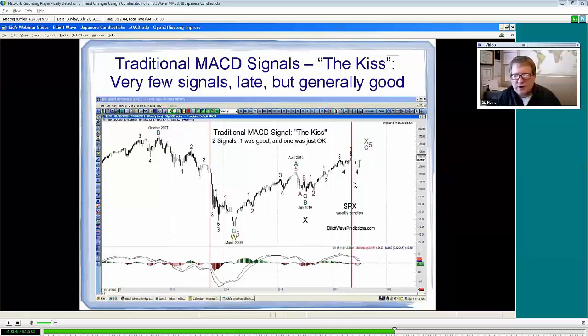Which brings up a good point. When I'm figuring whether these signals are good or bad, I assume that if you get nicely into profit, you're smart enough to move your stop to at least break even.